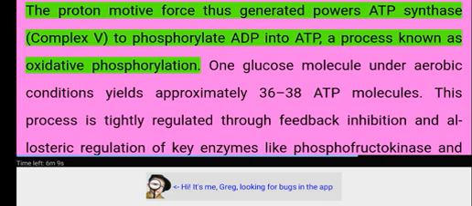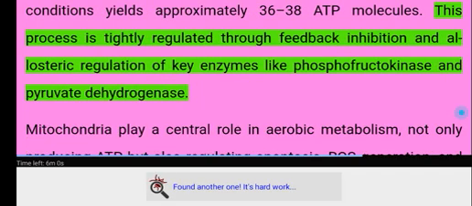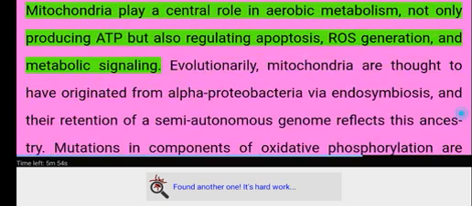The proton motive force thus generated powers ATP synthase complex V to phosphorylate ADP into ATP, a process known as oxidative phosphorylation. One glucose molecule under aerobic conditions yields approximately 36 to 38 ATP molecules. This process is tightly regulated through feedback inhibition and allosteric regulation of key enzymes like phosphofructokinase and pyruvate dehydrogenase.